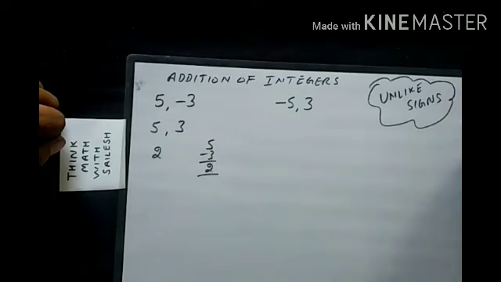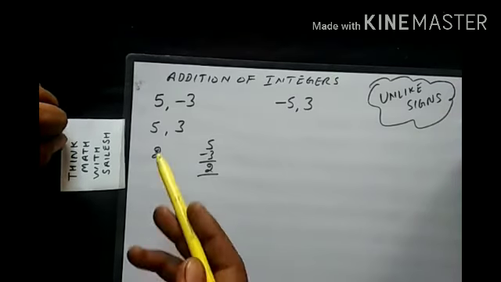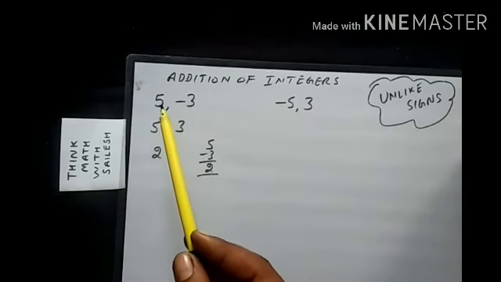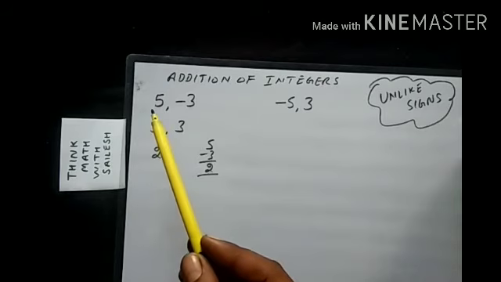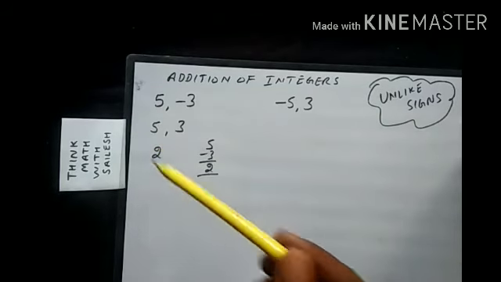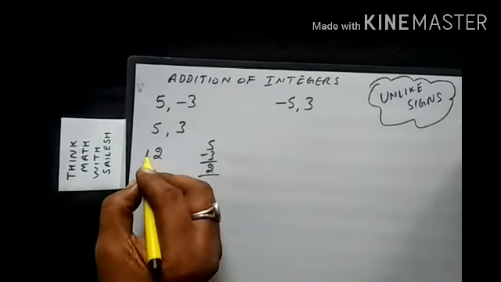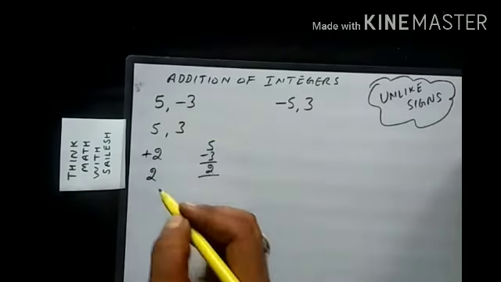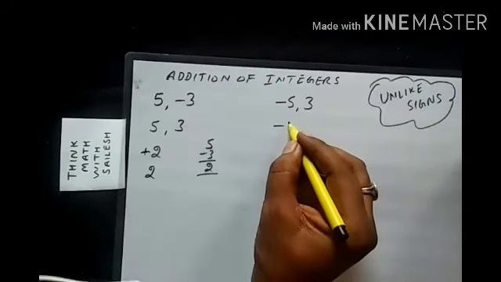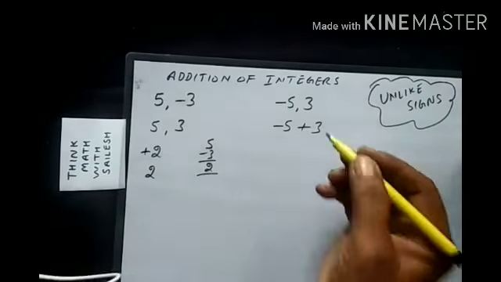Now the question is of the symbol which will come with the answer. Here the integer which has the larger numerical value, that is 5, and 5 is positive. So we will take the answer as a positive one. Okay. Now -5 and 3, the symbols here are also not the same. So I have to subtract these.